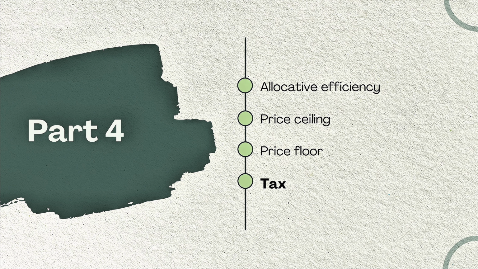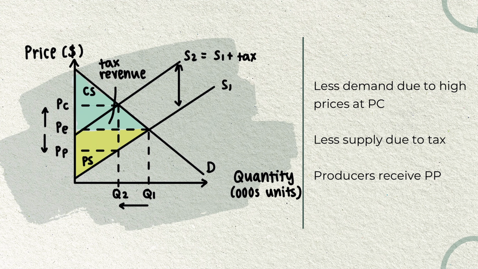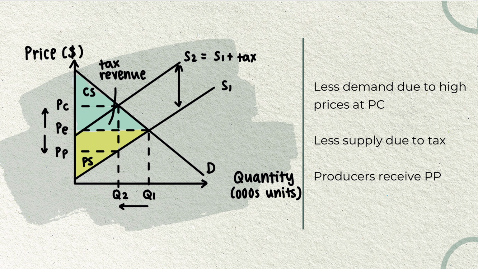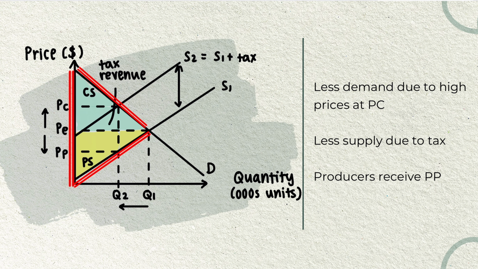Now moving on to the impact of a tax on consumer and producer surplus. In the free market, the demand curve and the supply curve will intersect, giving us PE and Q1. There is no loss in welfare. As you can see, the consumer and producer surplus are maximized.